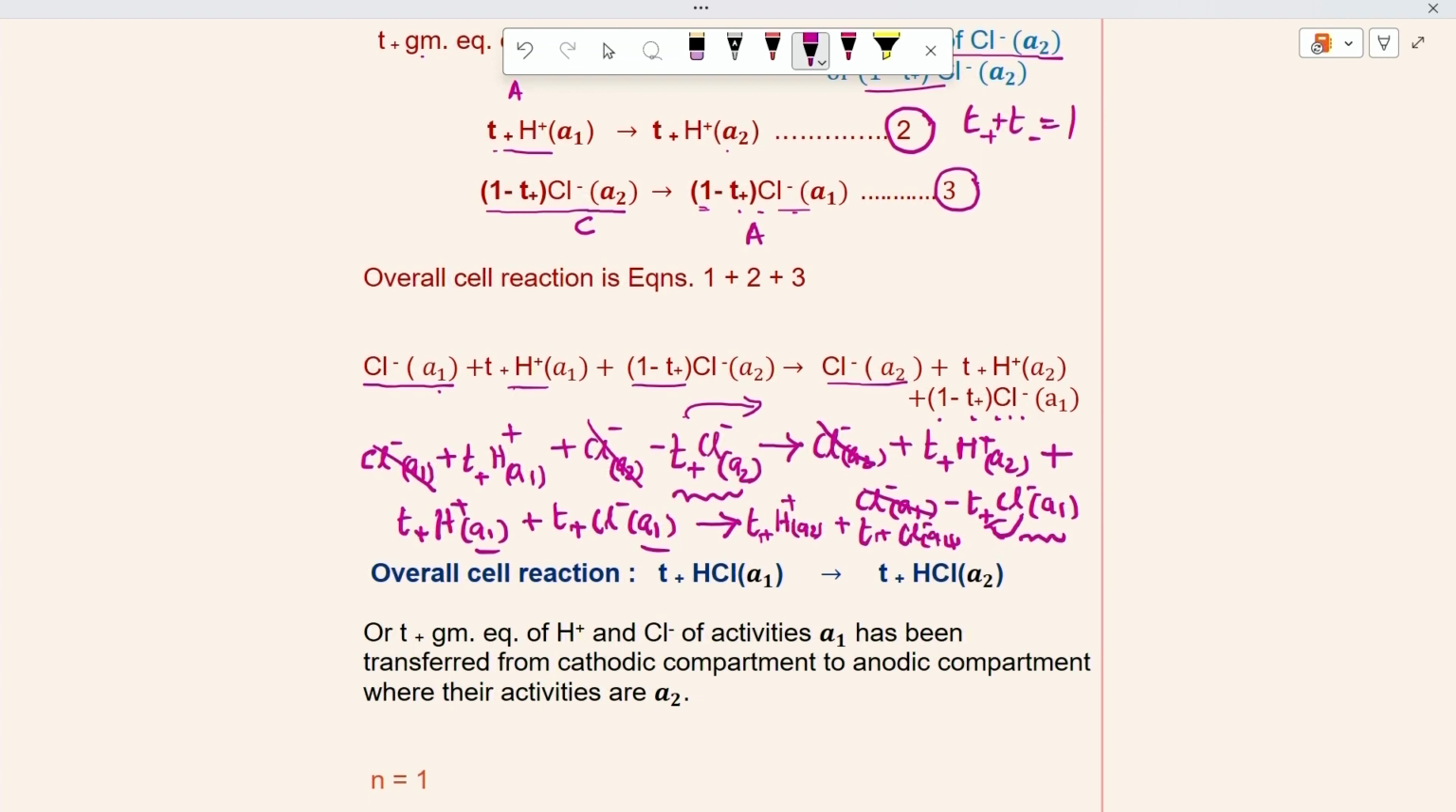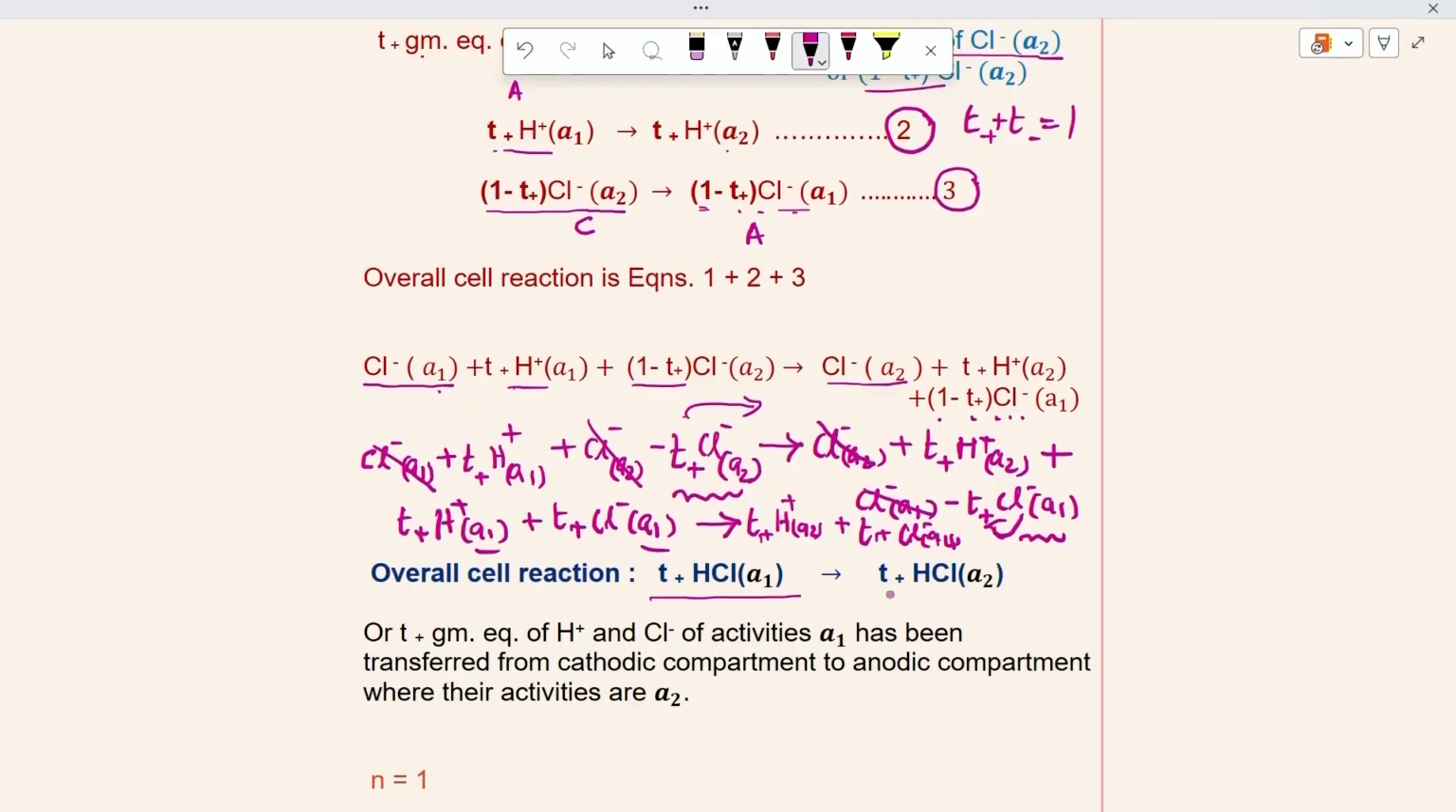We have been combining the cell reaction as well as the transference of ions across the liquid junction on both the sides, and considering all those changes, we are taking the overall reaction taking place within the cell, that is t+ of HCl of activity 1 getting converted into t+ of HCl of activity 2. T+, that is in the anode, is being converted into cathodic HCl. That means there is a decrease in HCl in the anodic compartment, while there is an increase in concentration at the cathodic compartment.